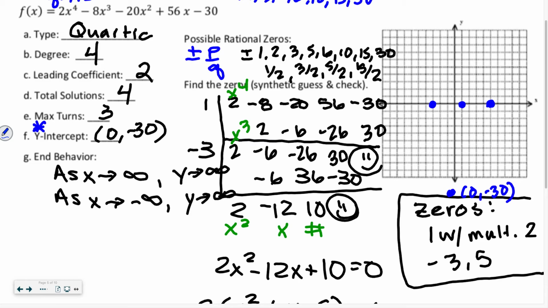And then the last thing is pay attention to your end behavior. Both my arms are rising, and pay attention to your multiplicity. At which 0 do we have to be really careful? 1. That's this one right here. So if this side is rising, that means I must come down, come up, turn, come up. Oh yeah, thanks. I missed my y-intercept. How about that?